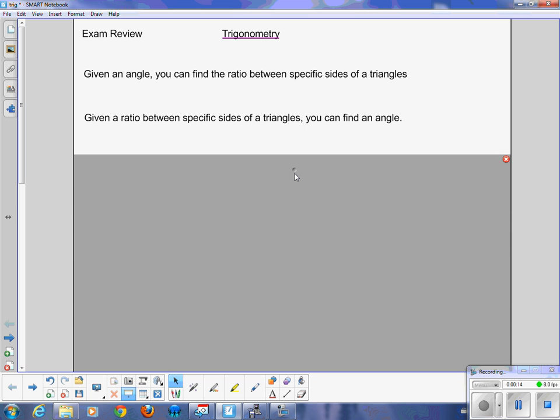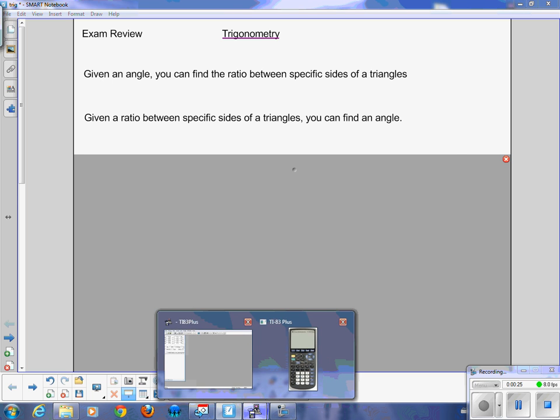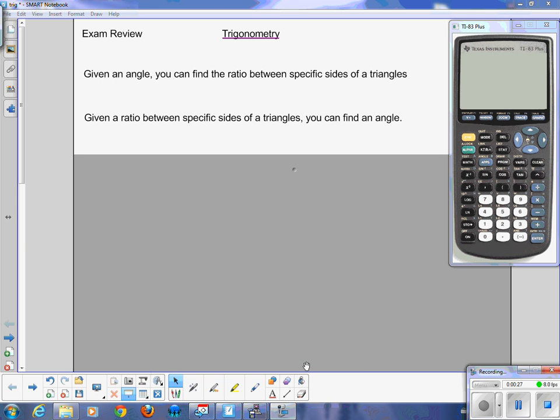And the first thing that we're going to look at has to do with if you're given an angle, that you can find the ratio. And if you're given a ratio, you can find an angle of a triangle. Now, the reason I'm starting with this has to do with calculator work. That's all it is. So if we take a look at first, I have a graphing calculator up here.